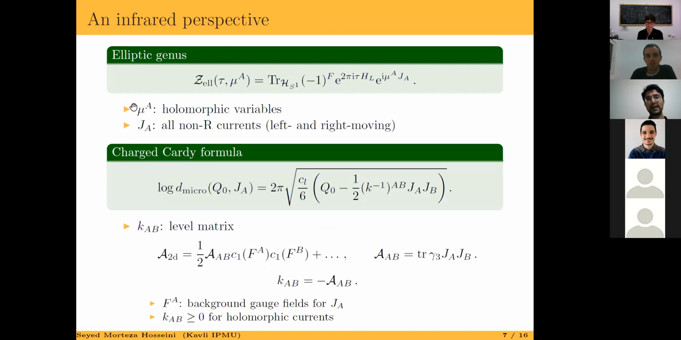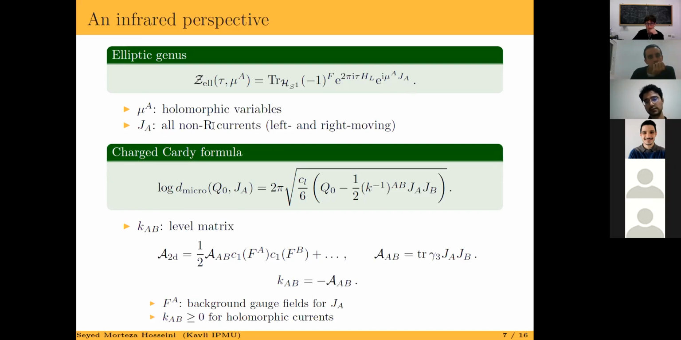So let me define the elliptic genus as the trace over the Hilbert space of S^1 with the usual insertion of (-1)^F. So again, I'm counting the states with a plus and minus sign for the bosonic and fermionic states. You have e^{2πiτ}, where τ is the modulus of the torus, H_L is the usual left-moving Hamiltonian, and you have a bunch of chemical potentials and the symmetry charges J. So here μ_A are holomorphic variables, while J_A includes all non-R currents, which are left and right moving. Okay, so J has both left and right moving currents, but μ_A are holomorphic variables.